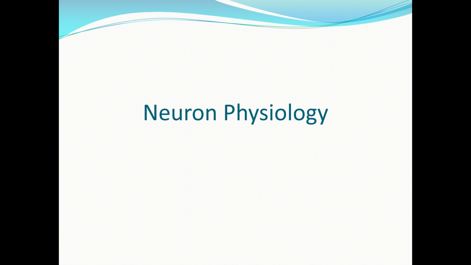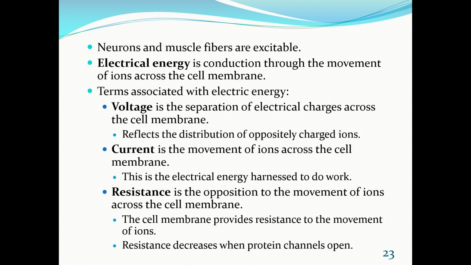So, speaking of nerve impulses, let's talk about neuron physiology. Both the neurons and the muscle fibers are excitable. We spent time talking about excitation-contraction coupling in the muscle chapter, and the first step in that is excitation of the muscle fiber by a neuron. And so in order for a neuron to send that signal to excite the muscle fiber, the neuron itself must be excitable and undergo action potentials.